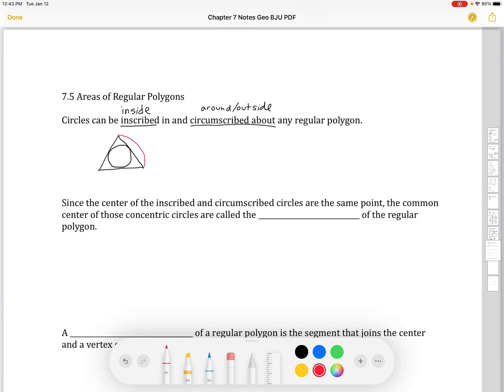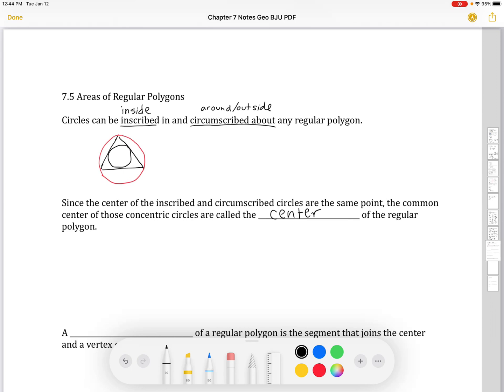I can also draw a circle outside of it. Let's fix that a little bit. So either way, we can take a regular polygon, any shape, and we can either draw a circle inside or outside of it. Since the center of the inscribed and circumscribed circles are the same point, the common center of these concentric circles is called the center of the regular polygon.